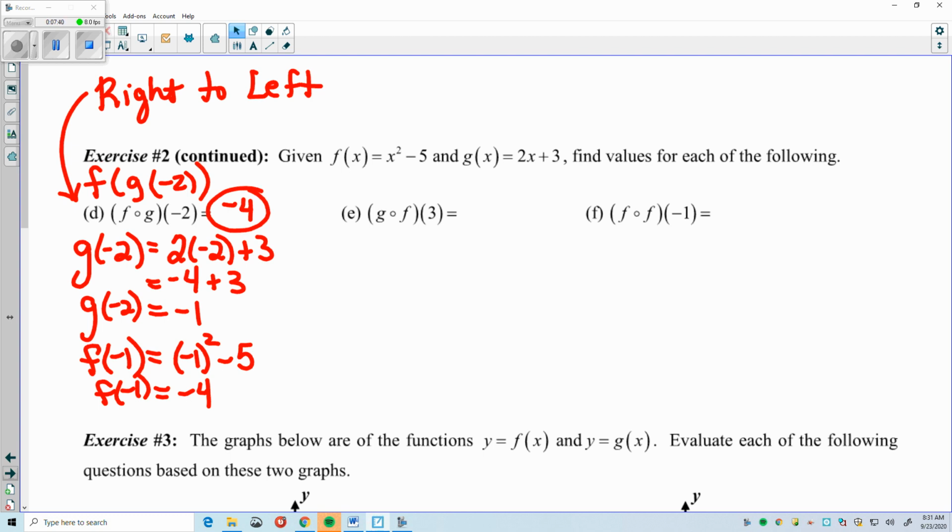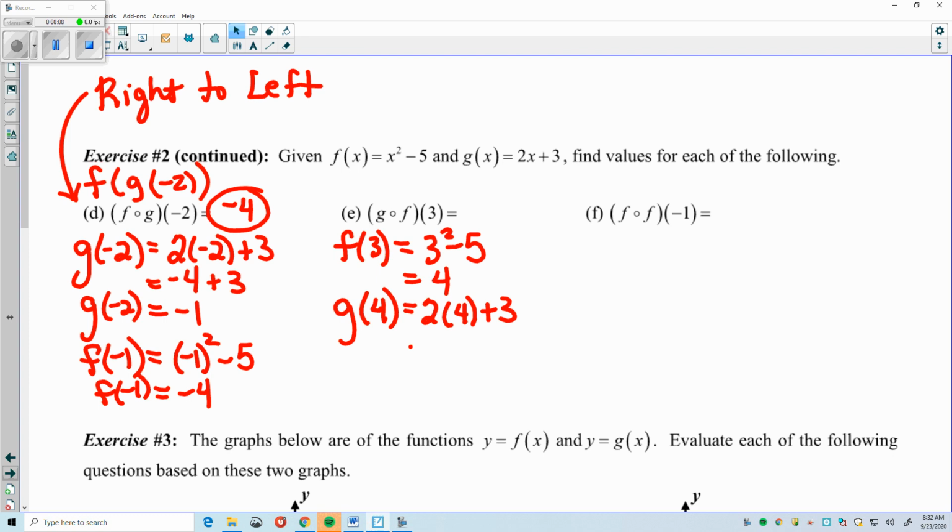Working right to left. So again, I'm going to start with that f function evaluated at 3. So I have 3 squared minus 5. So 3 squared is 9 minus 5, we get 4. I'm going to go now into the g function, and anywhere I see an x, we're going to make it a 4 using that answer that we just found. So in the g function, I have 2 times 4 plus 3, so that's 8 plus 3, and that gives us a total of 11. So I can say the g of f of 3 is equal to 11.